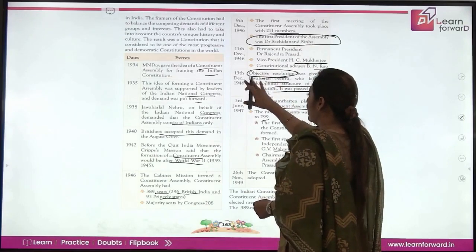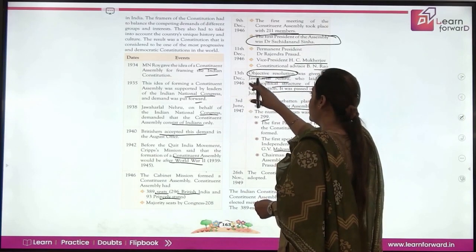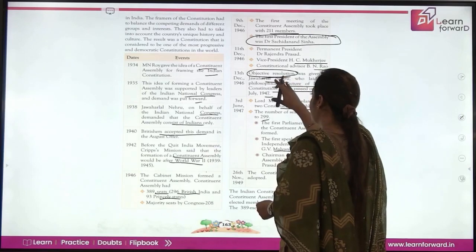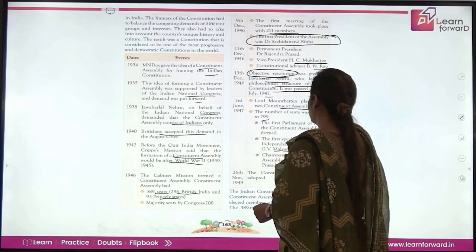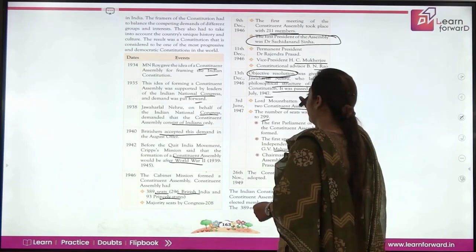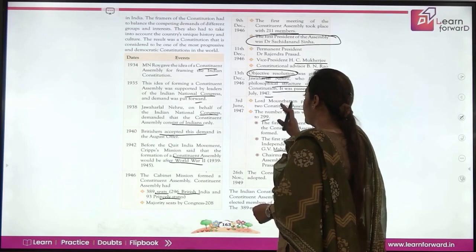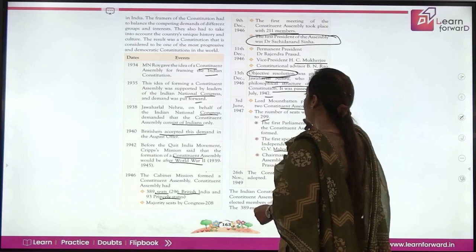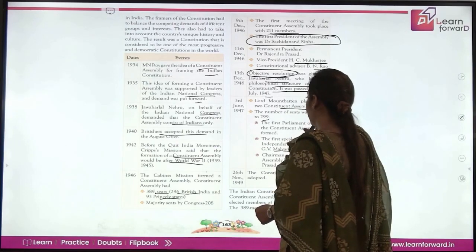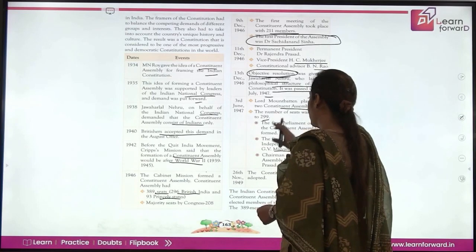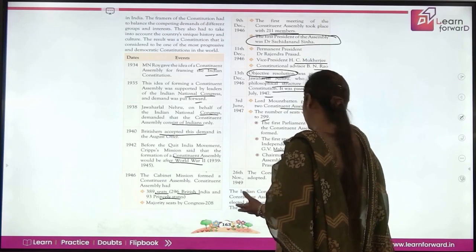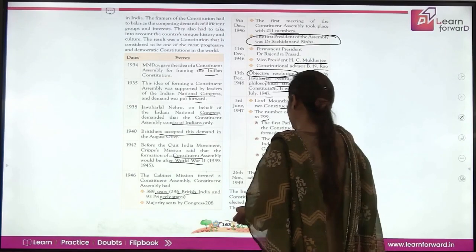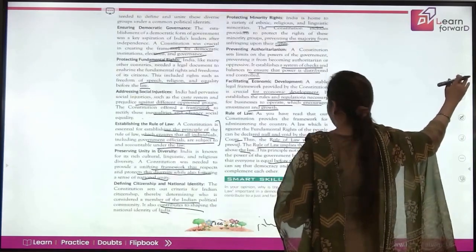Then on 13th December 1946, the objective resolution was given by Jawaharlal Nehru, and it helped in the formation of the Constitution, and was passed on 22nd January 1947. Then on 3rd June 1947, Lord Mountbatten planned for two constituent assemblies. The number of seats was reduced to 299, and then the Constitution was adopted on 26 November 1949.